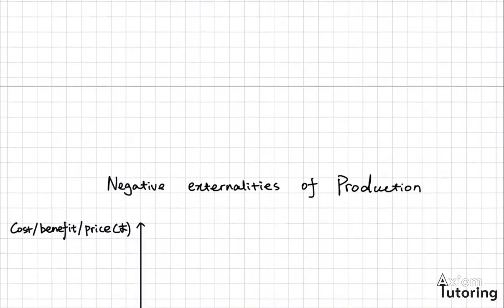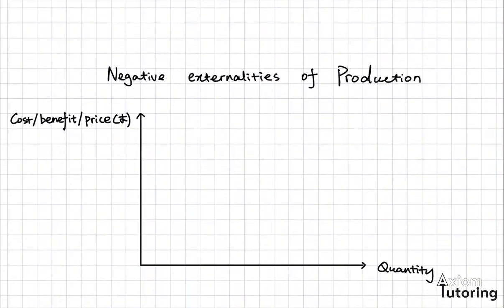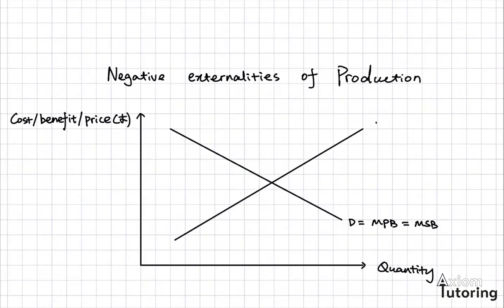Now, let's draw the diagram. On the vertical axis, I put cost, benefit, and price measured in monetary value, and on the horizontal axis, I put quantities of chemicals produced. Now, in the diagram, we draw a downward sloping demand curve, and we label it as consumers' marginal private benefit, which is also marginal social benefit in this case, as there is no externalities arising from consumption. And then we draw an upward sloping supply curve and label it as firm's marginal private costs.